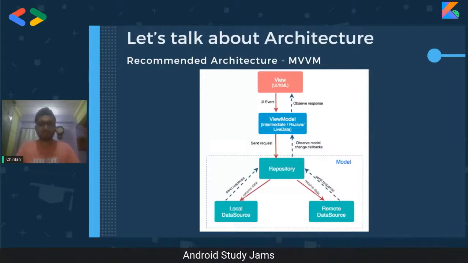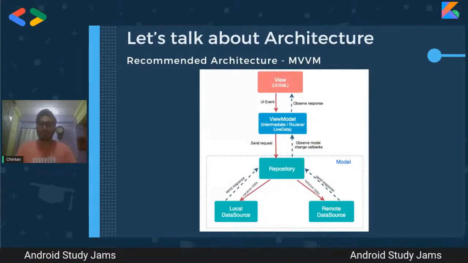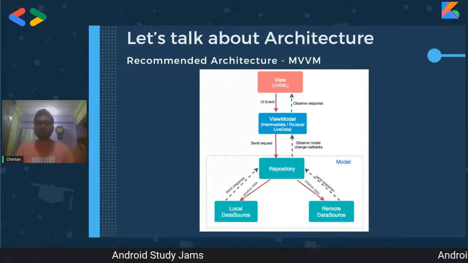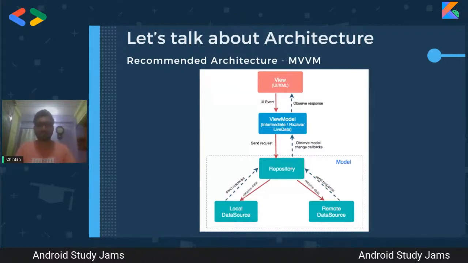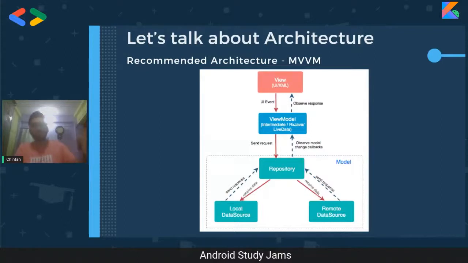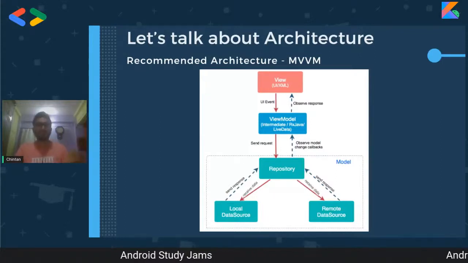Because that's your final output. So what does MVVM do? The view would be the same, your UI or XML, where you are showing your data, and then maybe you click a button, and then you will fire your business logic call.